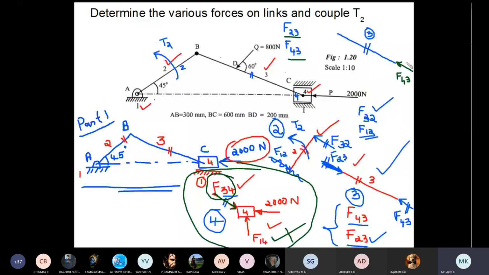These two must be parallel to each other, equal in magnitude but opposite in direction. So you have to draw a line parallel to F34. F34 and F43 will be parallel to each other. So I got the direction of F43. So this one is over. Now the second force, F23.